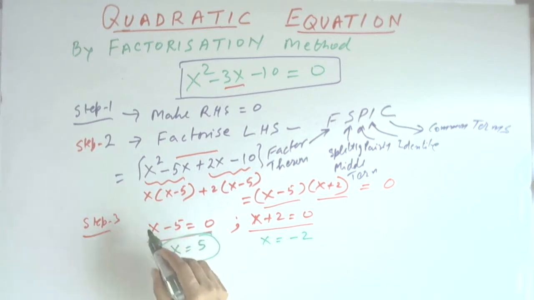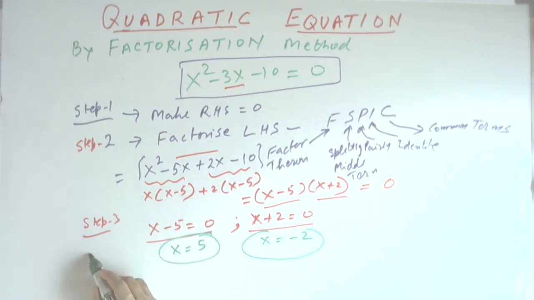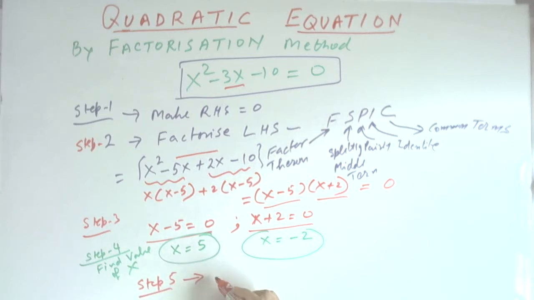So the step 4 is find the value of x. And then the last step, which is an optional step, but it is a good practice to do, step 5 is verify your answer. And how can you verify the answer?